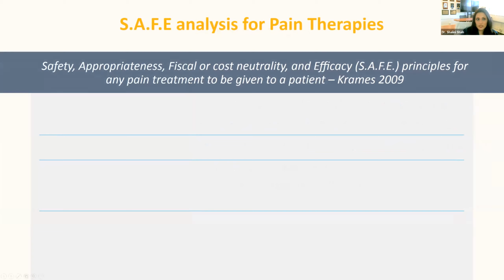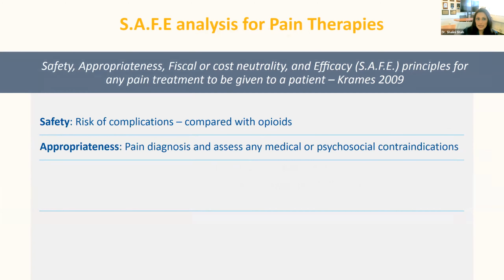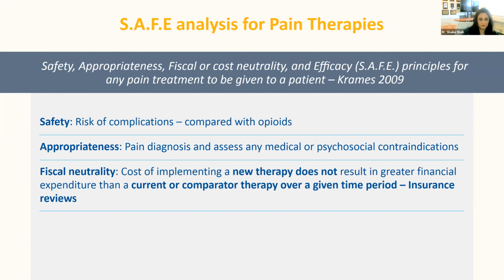So I just want to close here to give you an idea of the algorithm that we use when we talk about pain therapies. We typically use something called the S.A.F.E algorithm, or the S.A.F.E analysis. Number one, is it safe? What are the complication rates and how do they compare with other therapies? Number two is appropriateness. This is not going to be appropriate for every patient in pain, and I want to make that very clear. But there are some subset of patients who this will be life-changing for. And so we want to make sure that the therapies that we provide are appropriate for you.